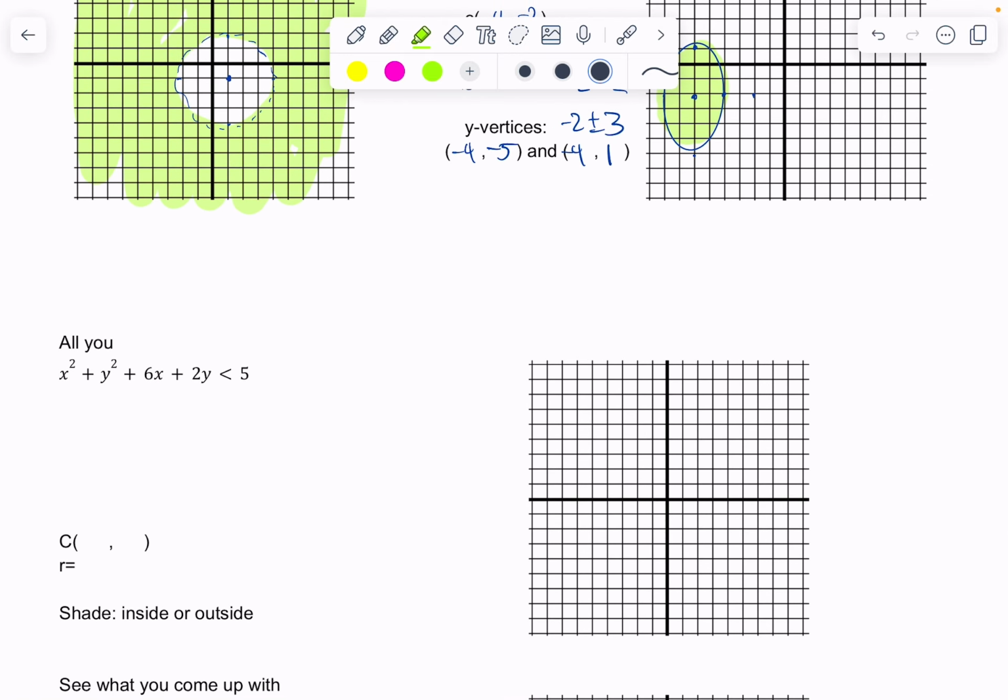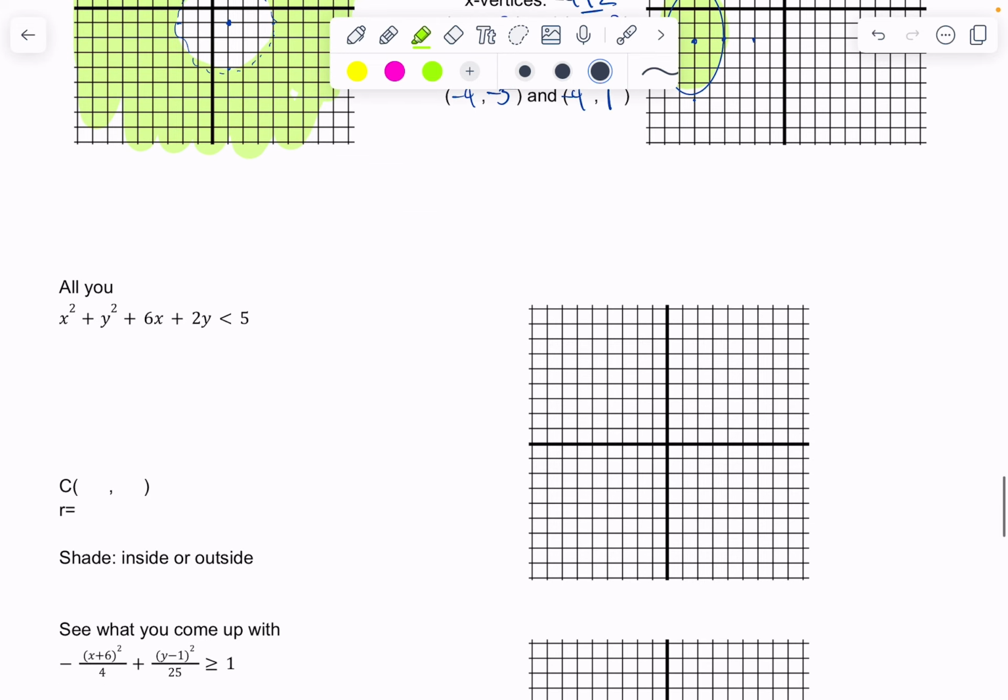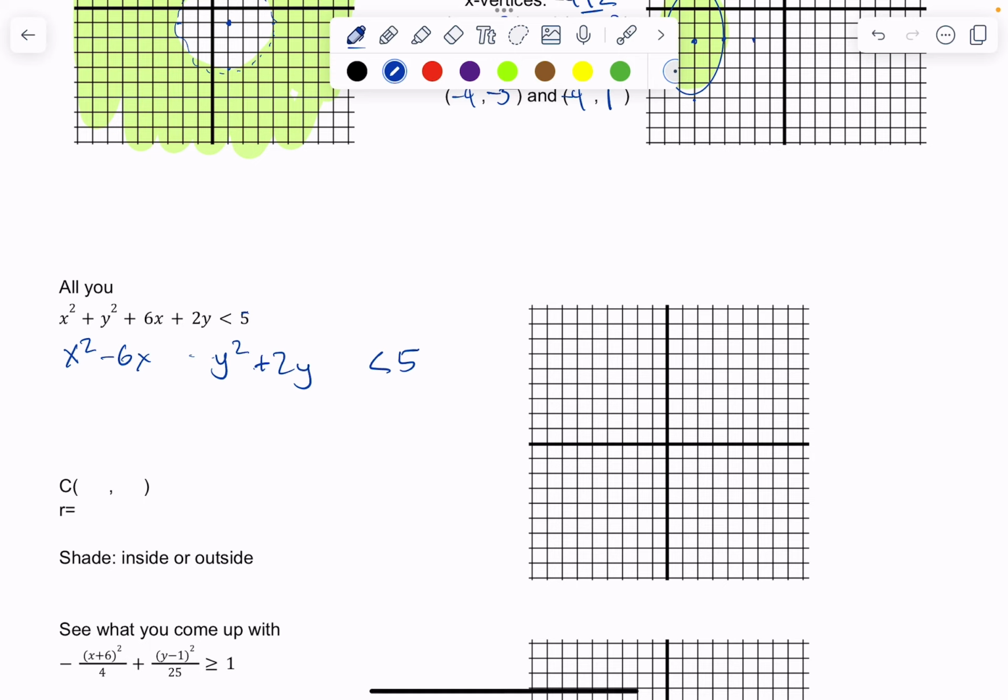All right, that's all you. You do this problem. As it goes, pause if you need to. Otherwise, I'm going to complete the square twice. Rearrange all my x's together, give myself some space. y squared plus 2y, give myself some space. Less than 5, which then, oh, if I'm not mistaken, this was supposed to be a 6. So it's 6. I know that because I retyped it.